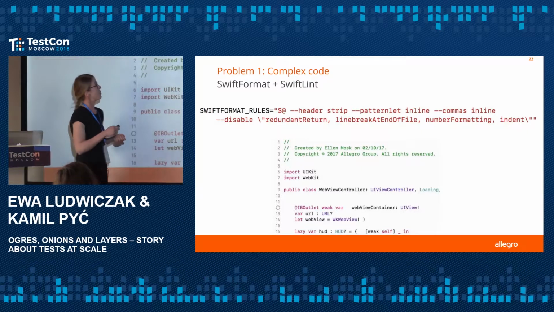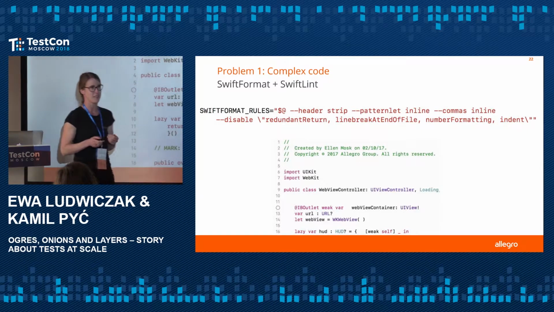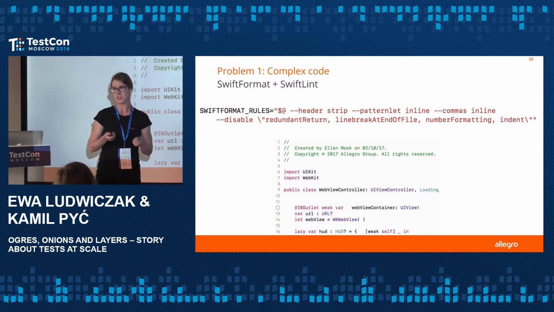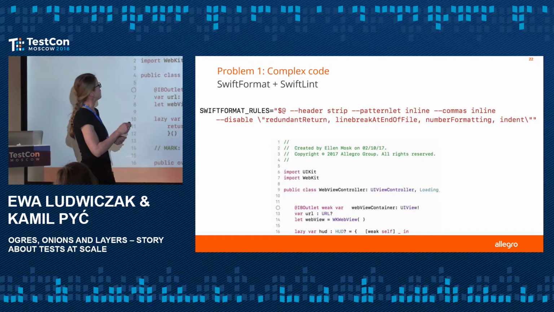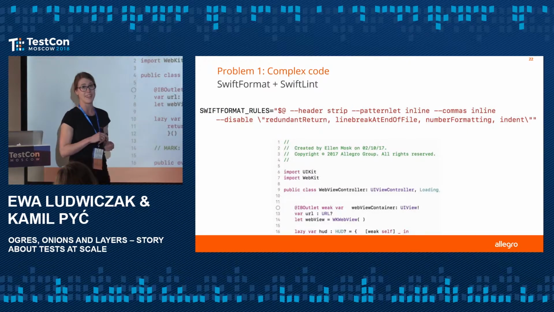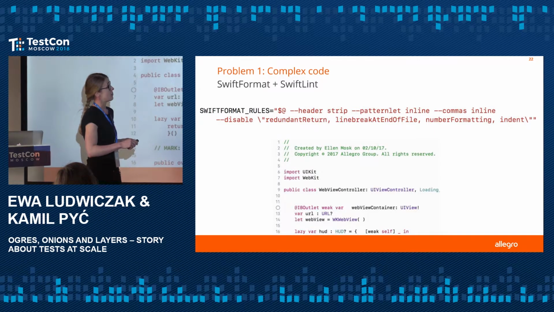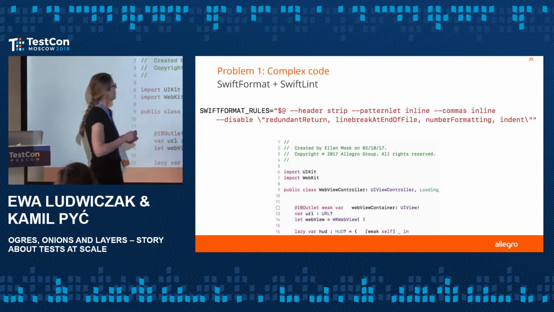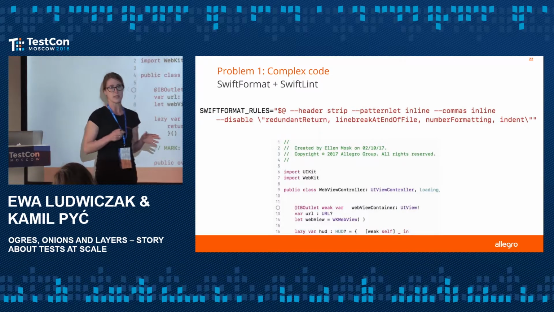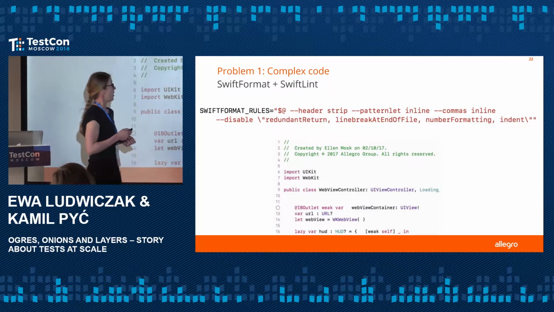And we also have some configuration, as SwiftFormat is also configurable. So you can, for example, configure some of the rules like this one. You can, for example, strip the header because we find it's not that useful. You can also remove the commas that are in line, and you can also disable some of the rules that you don't find useful. For example, we don't want to format the numbering in some specific way. So it also can be configured.